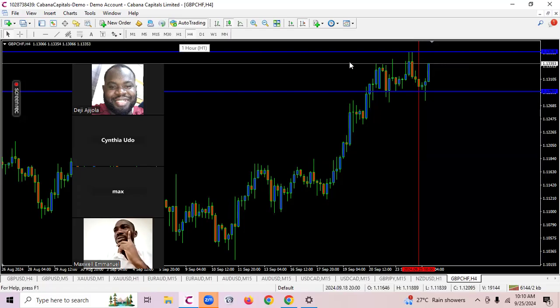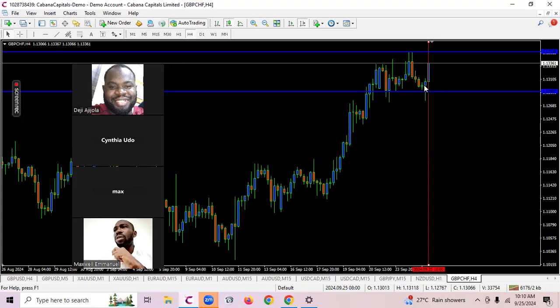Let's see what's happening on 1 hour. Now, one could have considered buying after the formation of this hammer. You can see where the hammer formed. It formed at the previous support level. So one would have bought GbpCHF after the formation of this hammer.